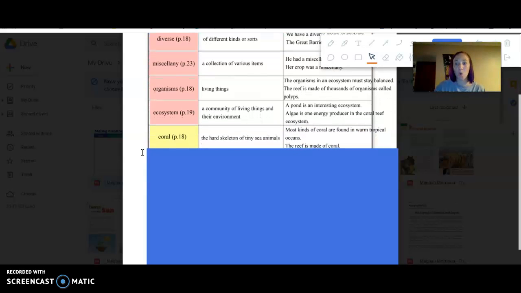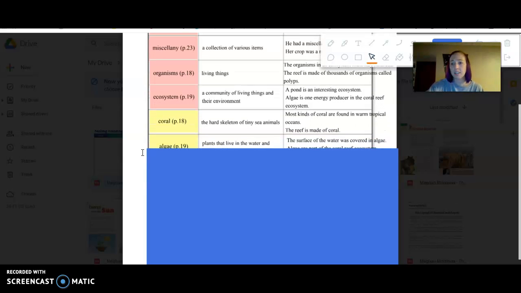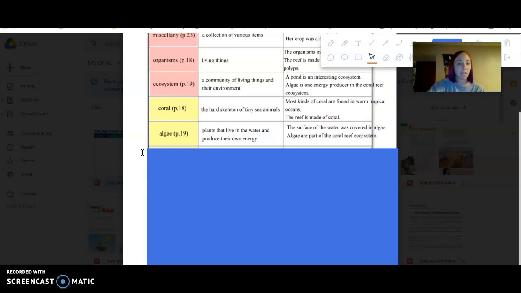Coral is the next word. Coral is interesting because it seems like it's a plant, right? Or just a rock almost. But it's actually the hard skeleton of tiny sea animals. Two sentences: Most kinds of coral are found in warm tropical oceans. That's where they live. Then, the reef is made of coral polyps. So maybe you write the second one because it's shorter, or maybe you write your own sentence. That is fine too. I had a necklace made of coral, maybe.